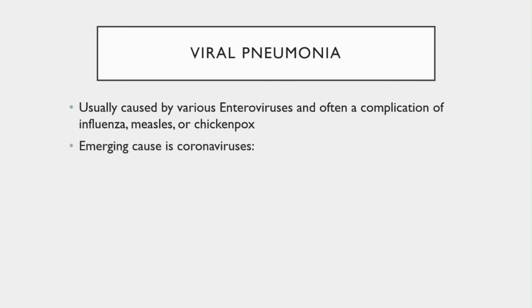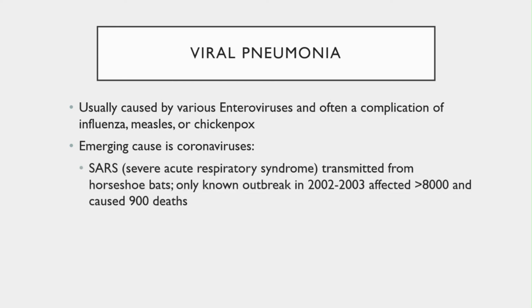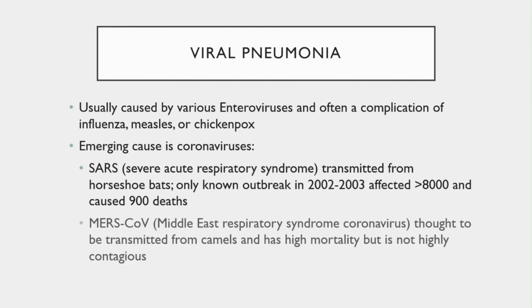An emerging cause of viral pneumonia are the coronaviruses, and there are a few that we want to cover. One is what's called SARS, which is severe acute respiratory syndrome, and it is transmitted from horseshoe bats. The only known outbreak was in 2002 to 2003 and affected about 8,000 and caused about 900 deaths. Next is MERS or MERS-CoV, which stands for Middle East Respiratory Syndrome coronavirus, which was thought to be transmitted from camels and has a high mortality rate but is not highly contagious.